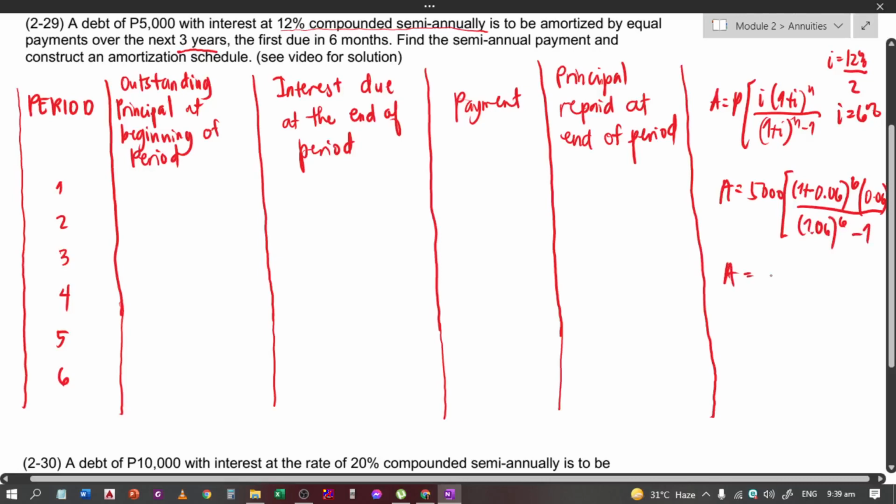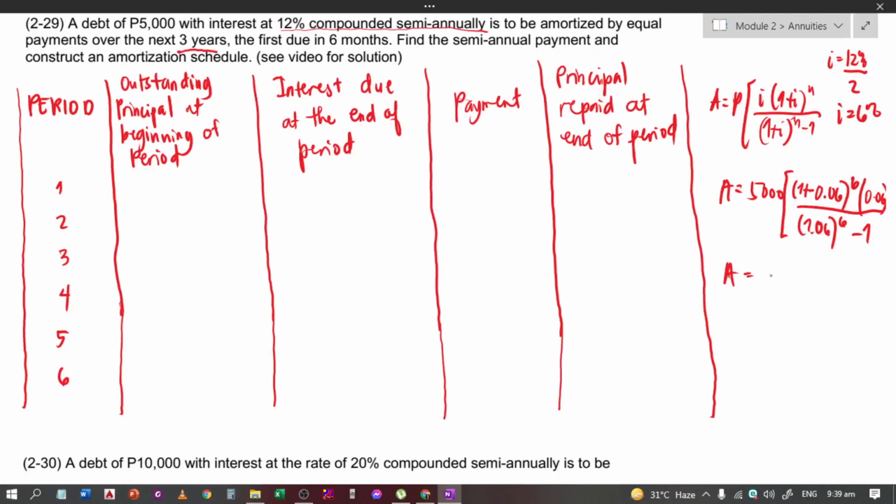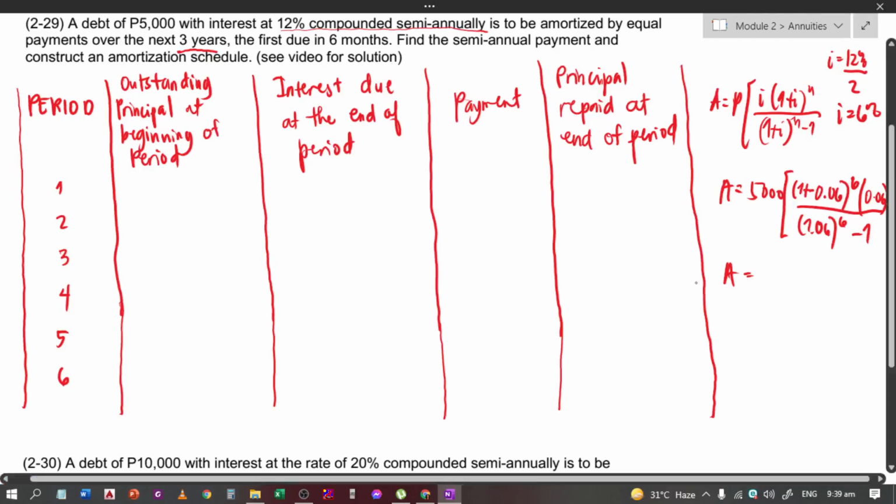So, yung A natin, solve natin. 5,000 times 1.06 raised to 6 times 0.06 over 1.06 raised to 6 minus 1. So, ang payment natin or ang amount ng amortization is 1,016.8131. So, for dun sa 6 periods natin, ang babayaran natin is 1,016.8131. So, sulat natin dito lahat ng payments. So, 1,016.8131.